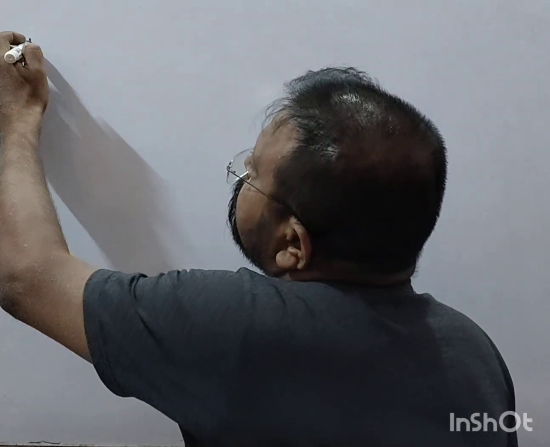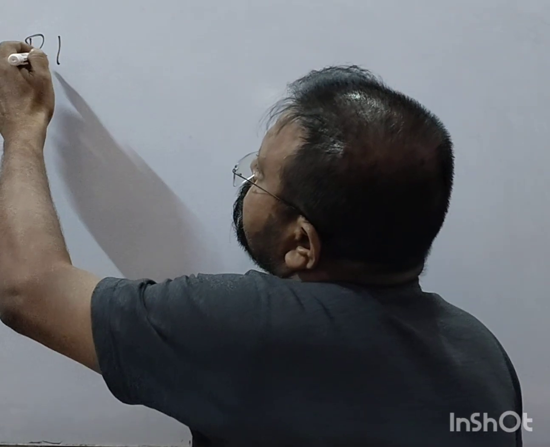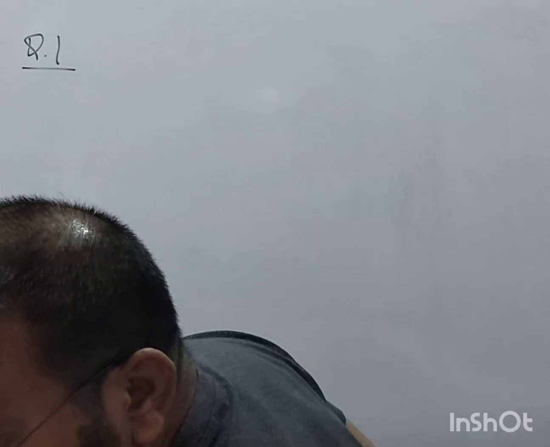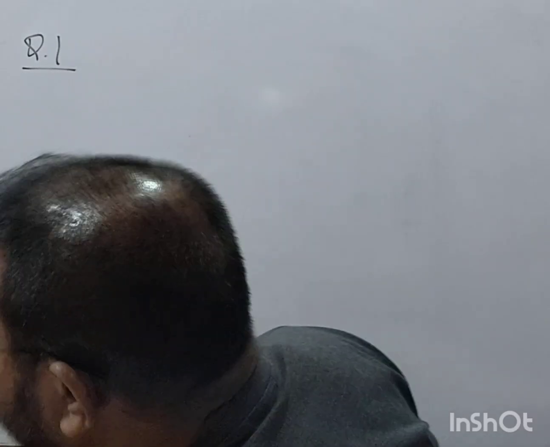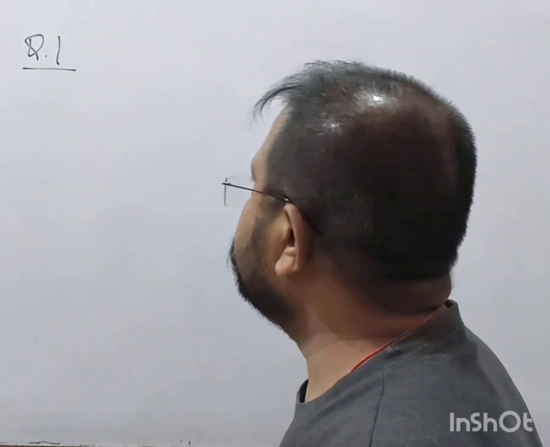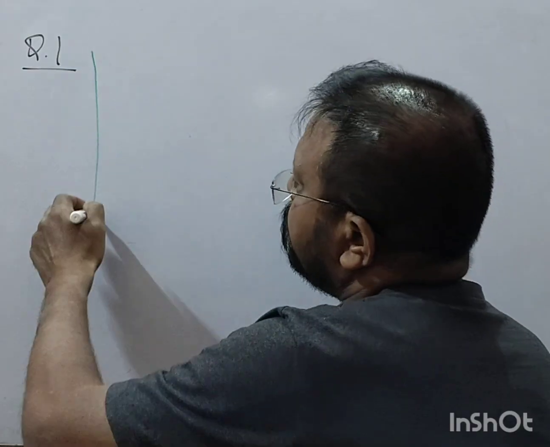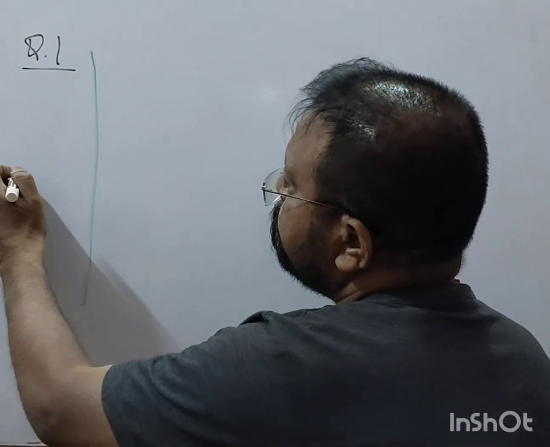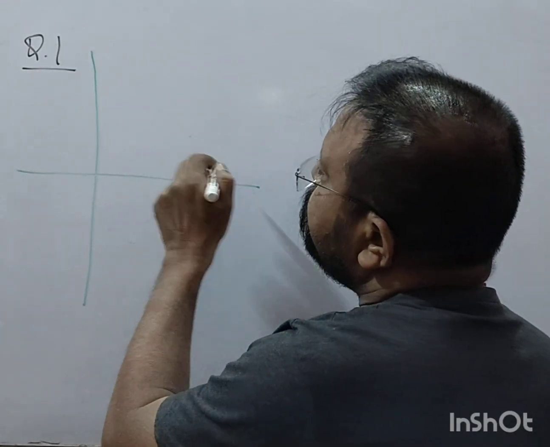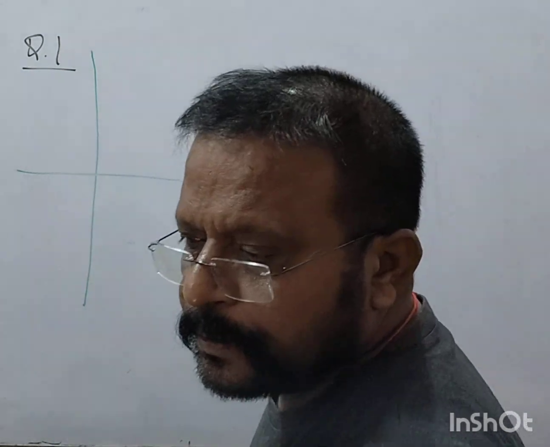Question number 1, from section formula. In what ratio does the line segment divide the x-axis? Meaning, there is a Cartesian plane. There is a Cartesian plane.